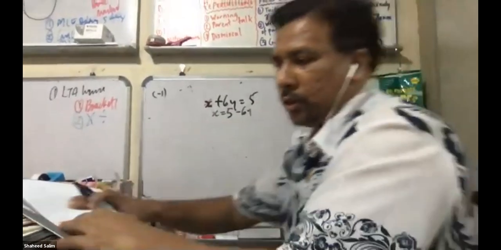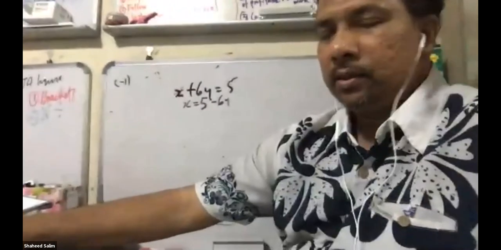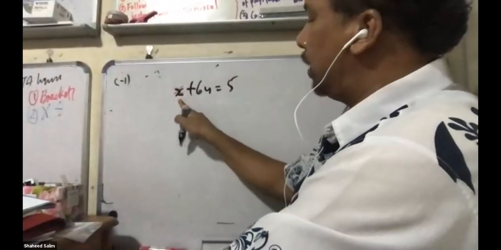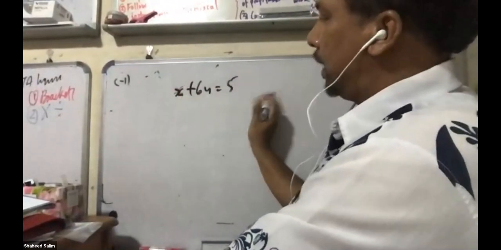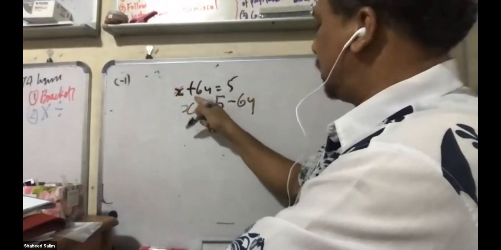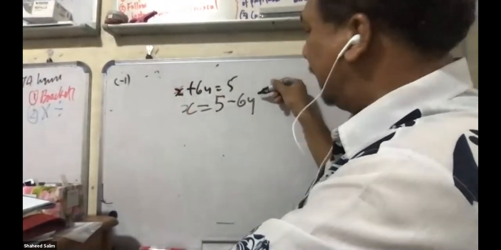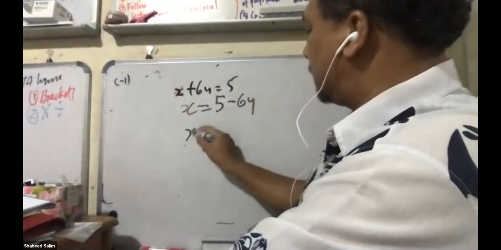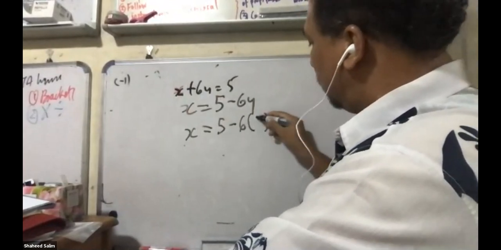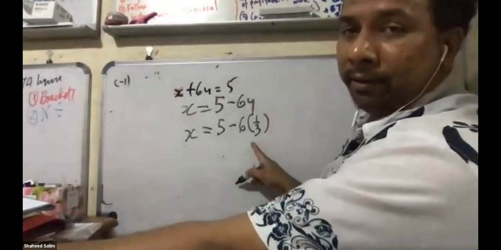Okay, can you see now? You understand what I'm saying? I want to find the value of x. So now there's one equation. I see x on here. If I push all the others over that side, I will get x equals to 5 minus 6y. Plus 6y, bring over as minus 6y. So now all I need to do is substitute the value of 1/3 here, right? So I put x equals to 5 minus 6, I put a bracket on here for 1/3, because that's the value of y, right?